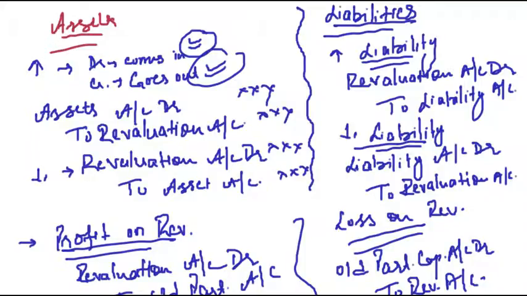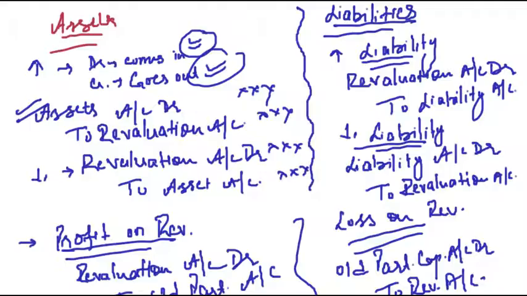One more thing, if there is any asset that is unrecorded on the date of admission of a partner, we forgot to record that asset, that will also come here. In this case, there is an increase in asset.